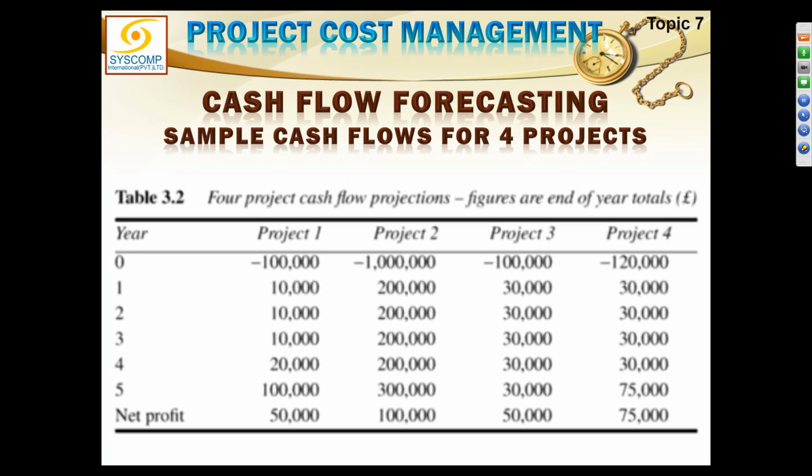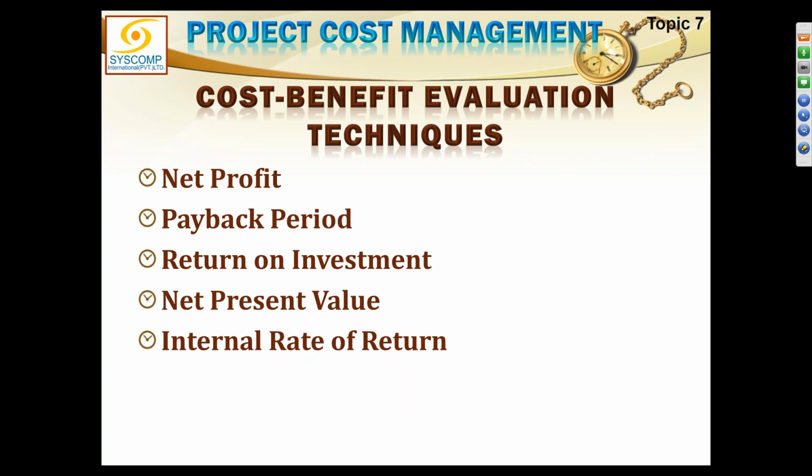If I don't have a lot of data or a lot of time to analyze the situation, and it is a lump sum kind of situation, and somebody asks me at the spur of the moment which project is the best, then I will apply net profit and say project 2. But if I want to be a bit more intricate, then I will need to use other methods to calculate which is the best project. And these are the 5 different methods to do the cost benefit analysis.